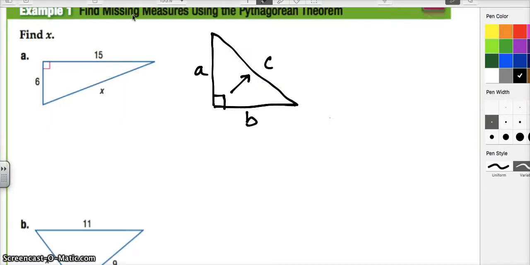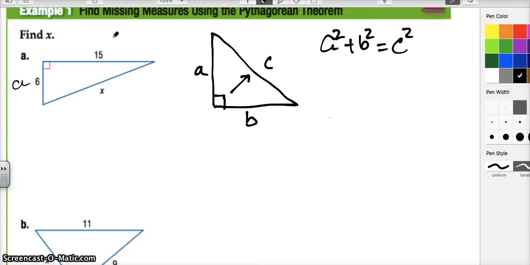In example 1, we're going to find the missing measure using the Pythagorean theorem. Remember, the legs that make up the right angle are called A and B interchangeably, but the hypotenuse is always C. We know that A squared plus B squared equals C squared. If you don't have this memorized, write it down every time you do a problem. I guarantee you will have it memorized very soon. Looking at this situation, this would be A, this would be B, and x would be C. I'm going to replace each of these, like substitution back in algebra, right into the formula.